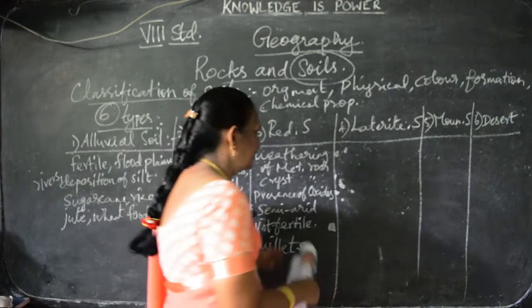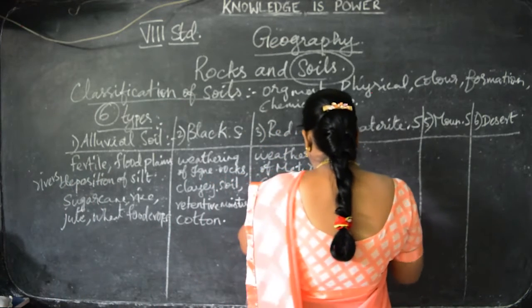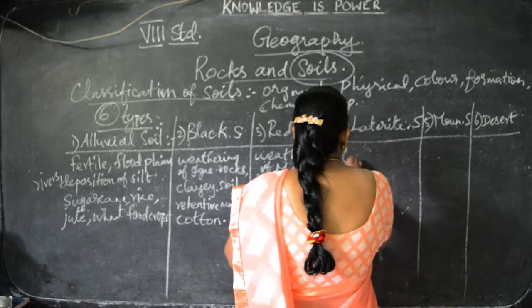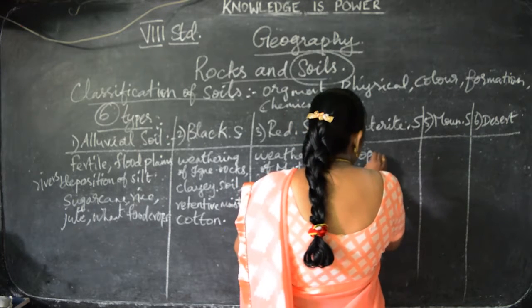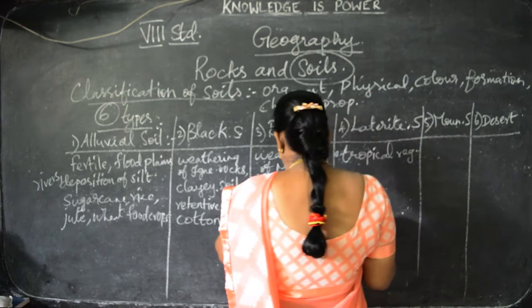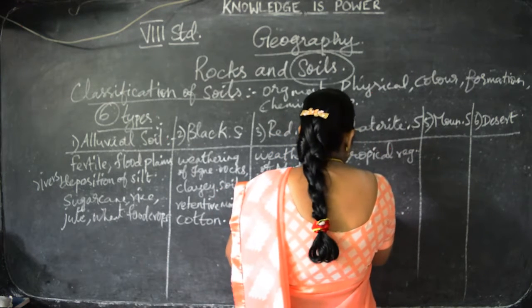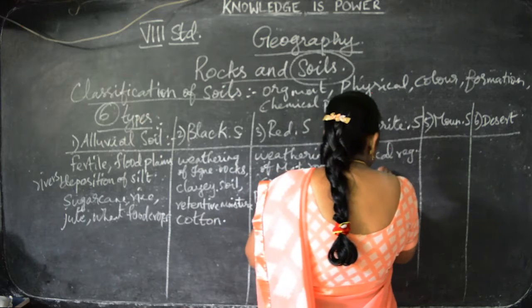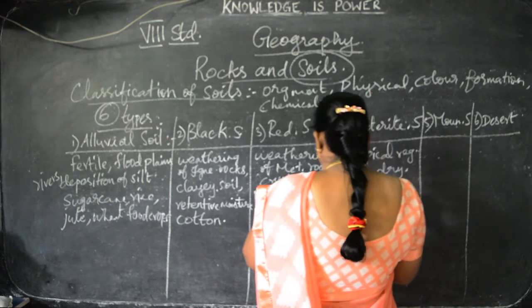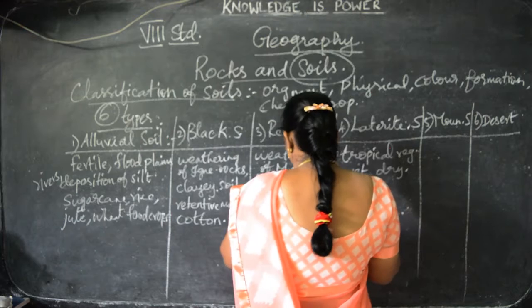Understand? And then the fourth one, laterite soil. These soils are the typical soil in the tropical region. Where can we see this soil? In the tropical region, and it is in wet and dry condition. During the rainy season it will be wet, and during the summer season it will be dry.